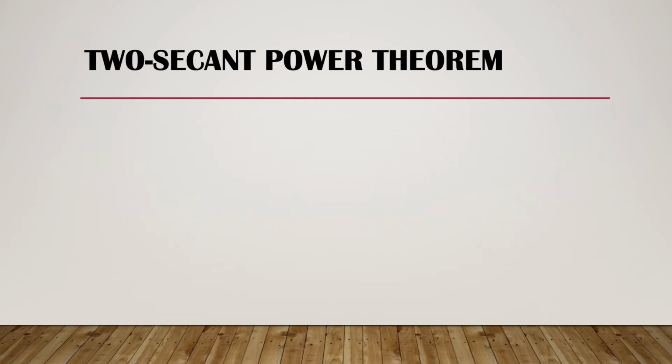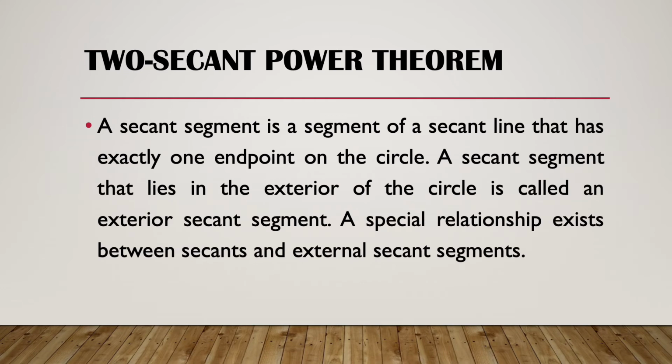Next is the two-secant power theorem. A secant segment is a segment of a secant line that has exactly one endpoint on the circle. A secant segment that lies in the exterior of the circle is called an exterior secant segment. A special relationship exists between secants and external secant segments.